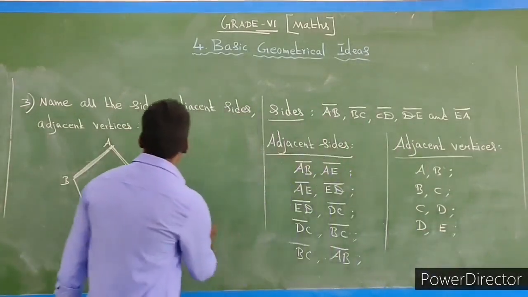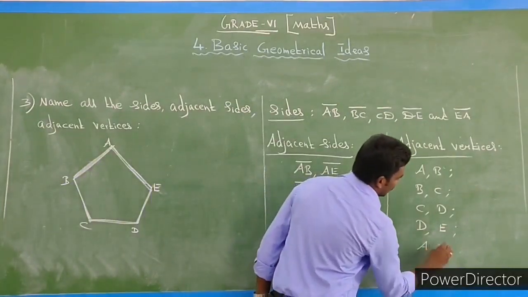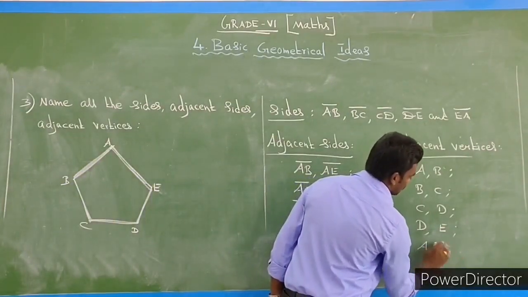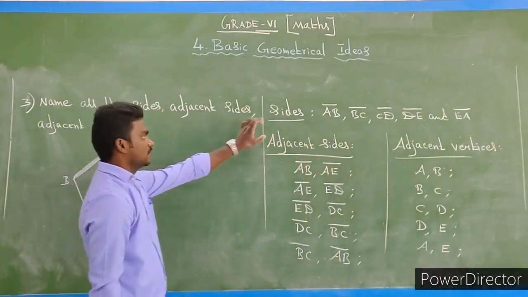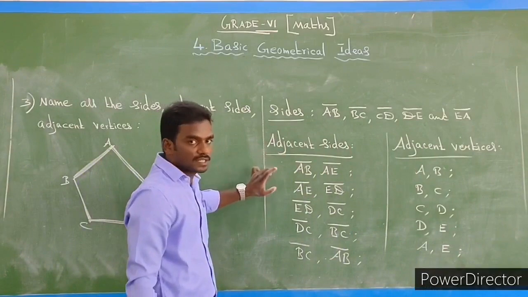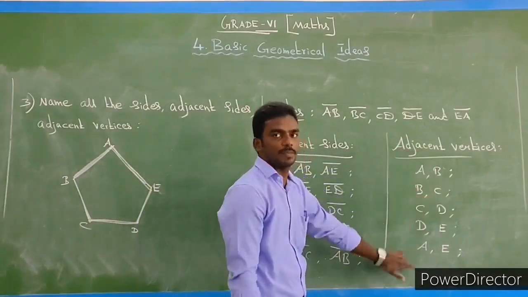Next one, what is that? E and A. So these are the adjacent vertices. So first we have to find the sides of this pentagon. Next we want to write the adjacent sides of the pentagon. Next we want to write the adjacent vertices of the pentagon.